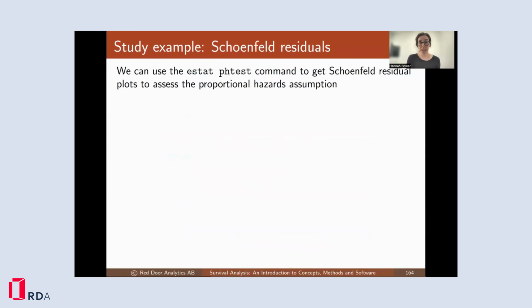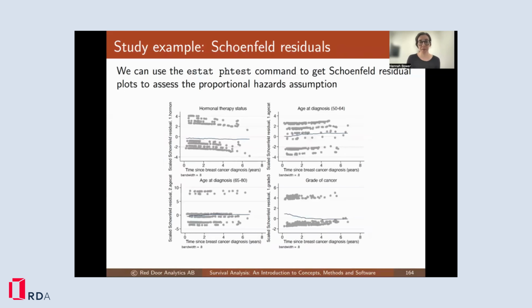So if we want to do this in Stata, we can do this using the estat ph command to get the Schoenfeld residuals out and to plot these to assess the proportional hazards assumption. So this is what I do here. I'm showing you 4 different panels here. This panel on the top left represents the hormonal therapy status variable. We have age at diagnosis for 2 of the different groups here. And then we have grade of cancer in the bottom right here.